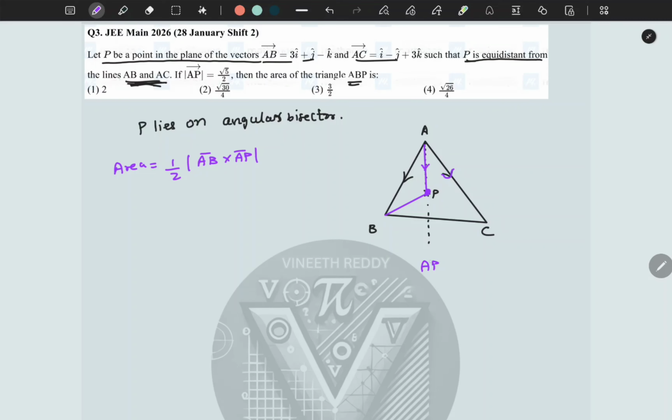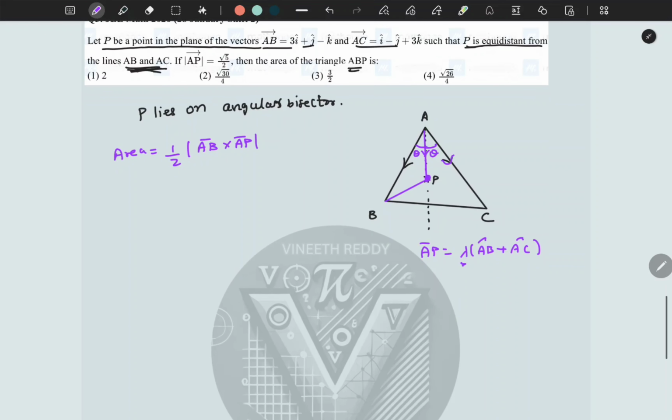AP vector will be lambda times AB cap plus AC cap, right? AB cap is the unit vector along AB and AC cap is the unit vector along AC. Now we can take the magnitude of AP and we'll get the value of lambda. Once we get that, we will be able to solve this question. This is method 1. You can try this method, dear students. That will work. The other method could be, let us say this is theta and this is theta.